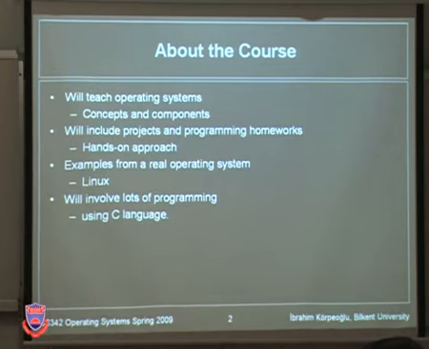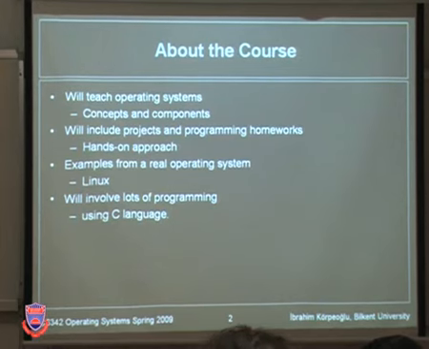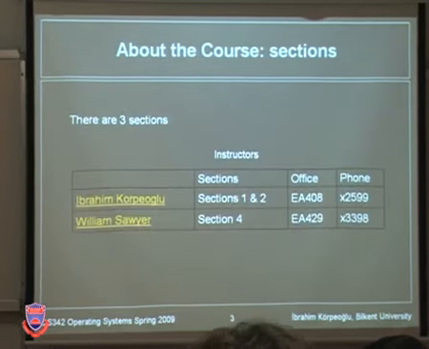In this course, you will see examples from real operating systems. Especially, we will cover Linux and how it is designed, how its components are designed, and what the important design decisions are. We will also touch on some other operating systems like Windows. As I said, the course will involve lots of programming, done using the C programming language. We assume that you already know C because you have taken the C++ courses, CS-201 and CS-202.